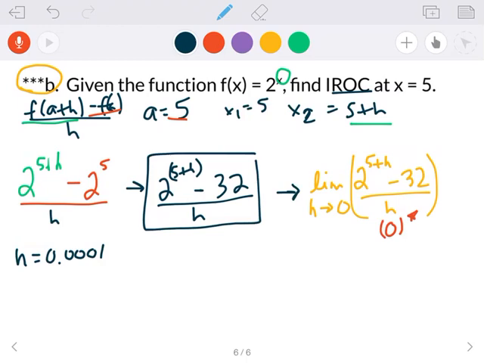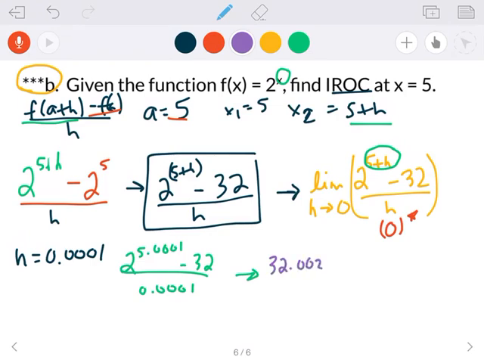So if we're going to plug in 0.0001 into our IROC expression, we would rewrite it like this: 2 to the 5 plus 0.0001, which is 5.0001, minus 32, all over our h value, which is 0.0001. When I calculate 2 to the 5.0001, I get 32.0022. I'm going to subtract 32 from that. I'm going to divide it by 0.0001.